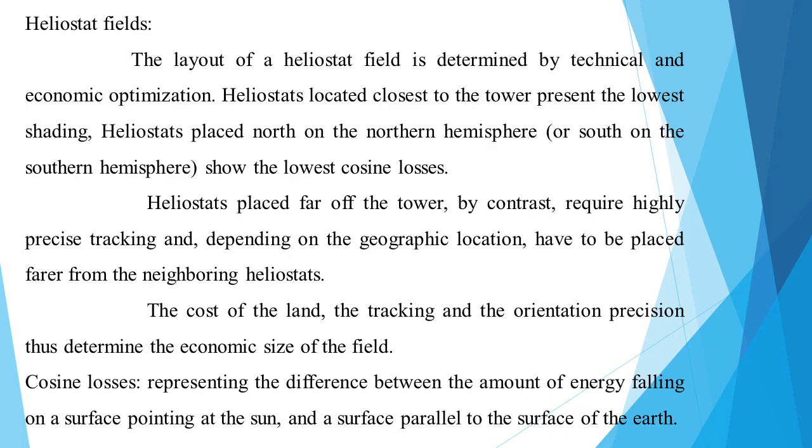Cosine losses represent the difference between the amount of energy falling on a surface pointing at the sun and the surface parallel to the surface of the earth.